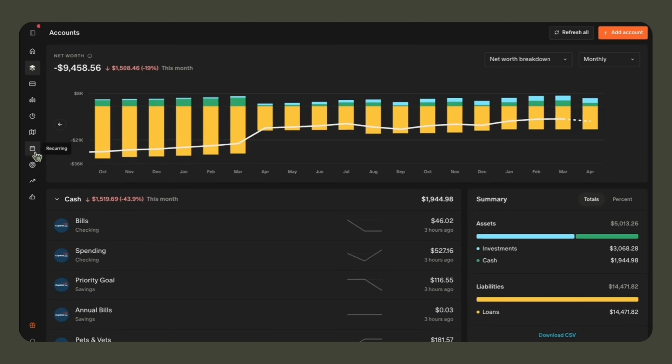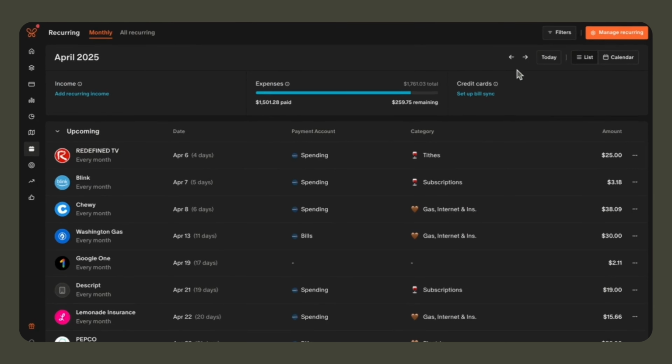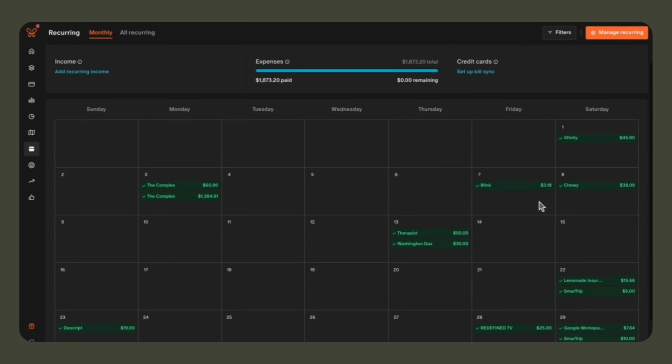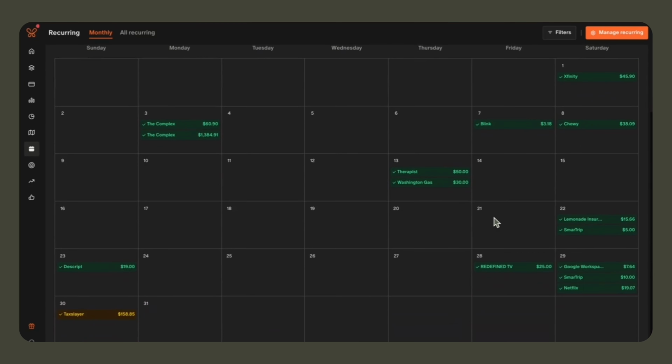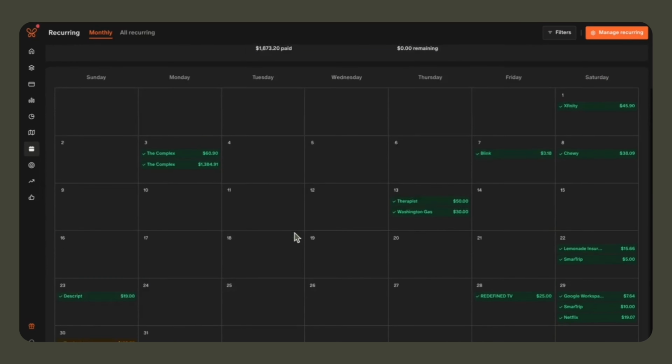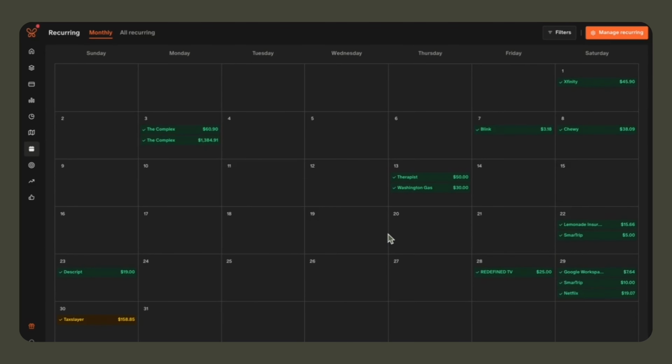Our next step is to go to the recurring tab, and we're going to go back to March and switch to the calendar view and just make sure that we have green check marks next to everything. The only flag here is TaxSlayer. It was $33.85 more than the $125 I expected to pay, but that's still not too big of a jump. So I'm still going to consider all of these transactions as good on my recurring calendar.